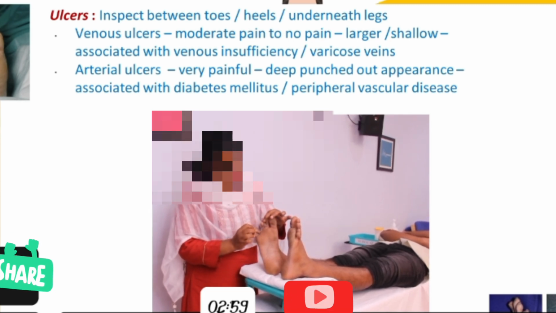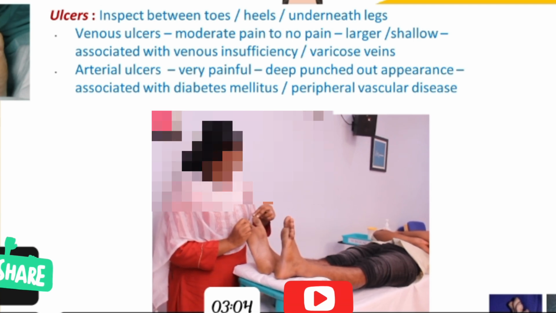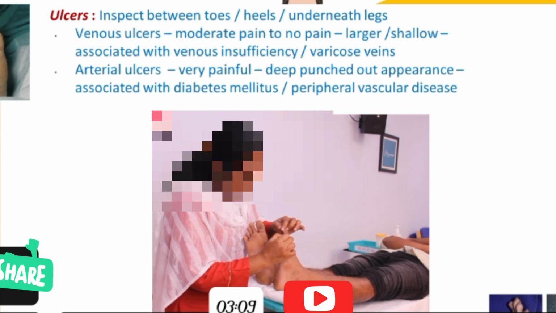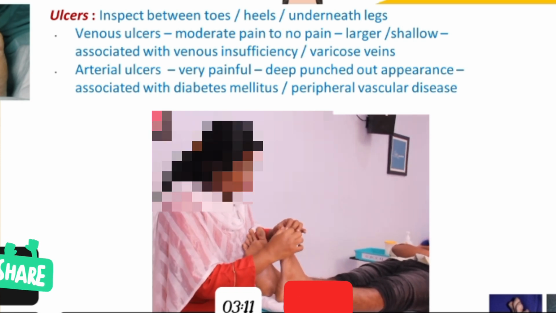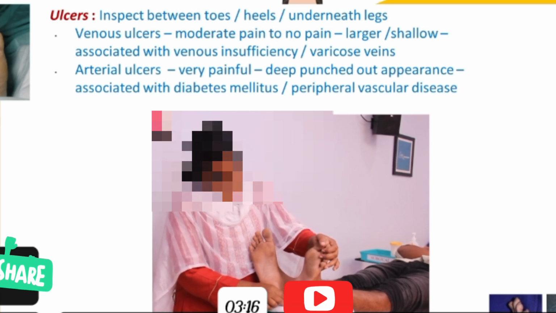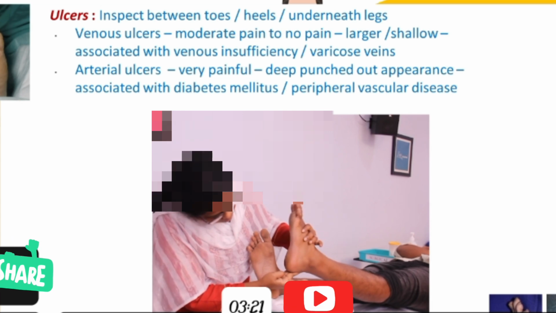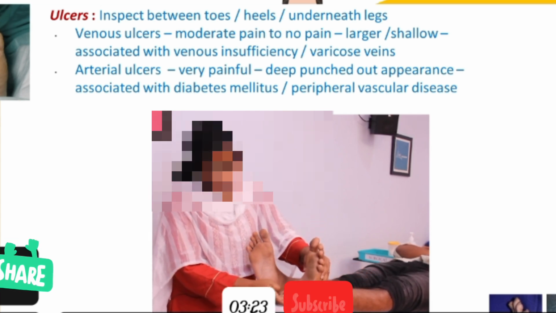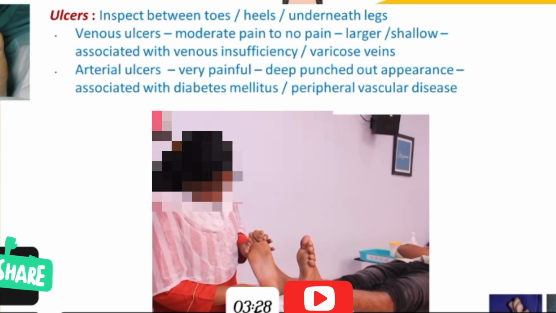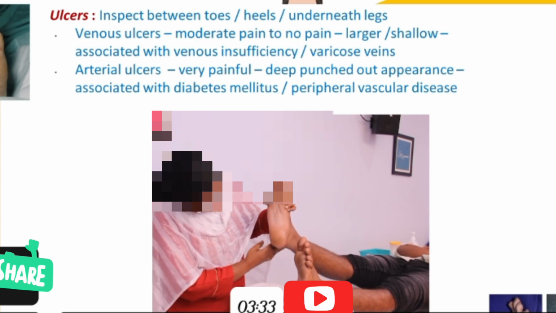Check for ulcers. Inspect between the toes, heels and underneath the feet. In the case of venous ulcers, the patient may feel moderate pain to no pain, and the wound may be larger or shallow, which is associated with venous insufficiency or varicose veins. In the case of arterial ulcers, the patient may feel severe pain and the wound may have a deep, punched-out appearance, which is associated with diabetes mellitus or peripheral vascular diseases.